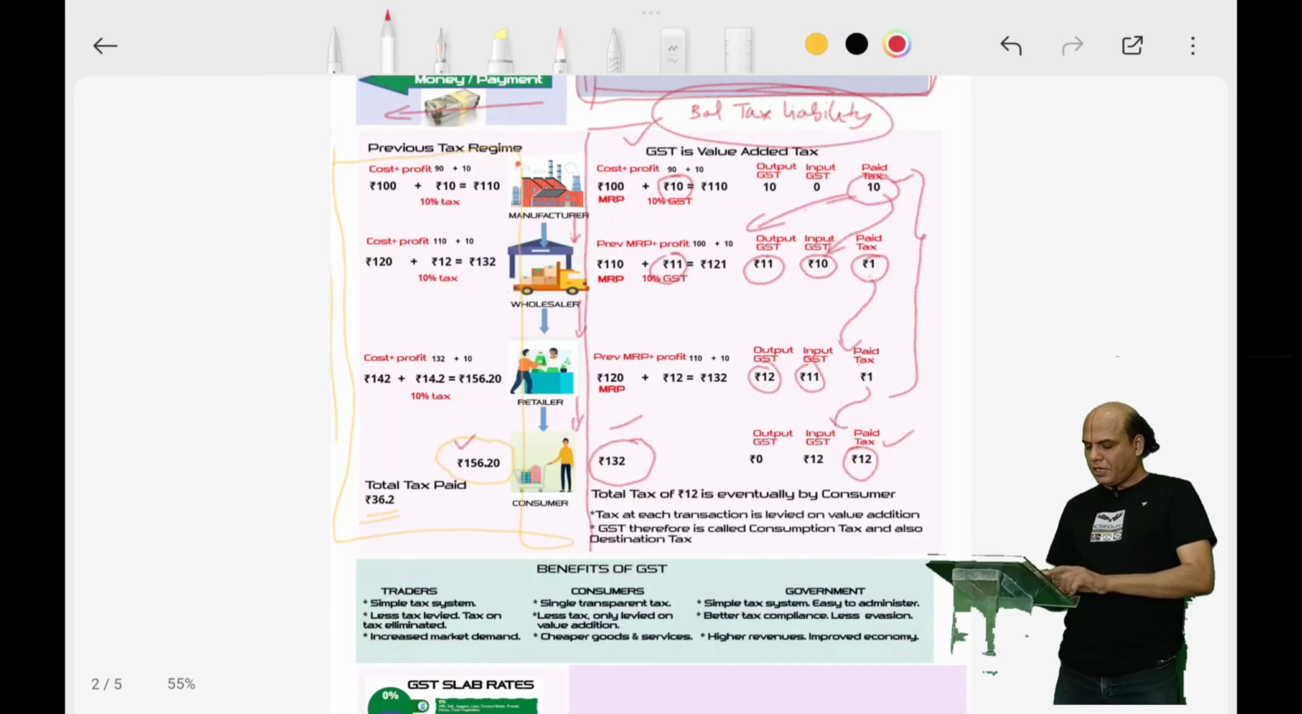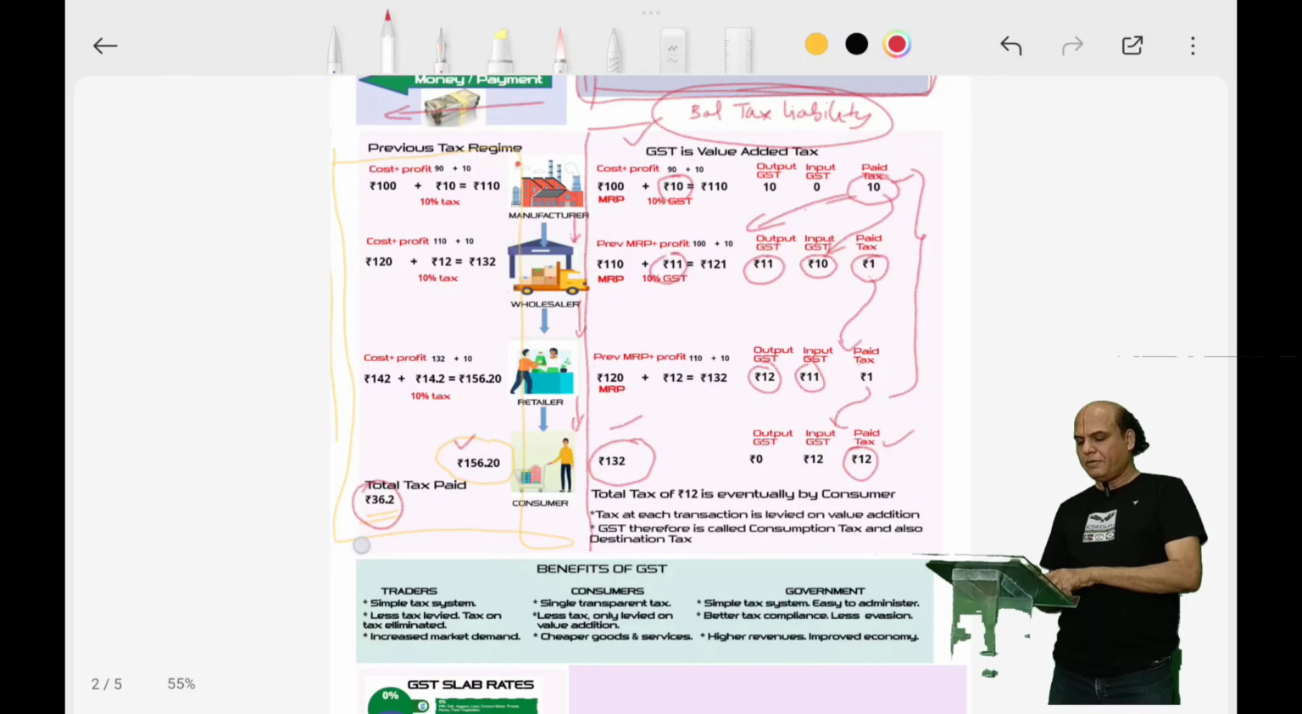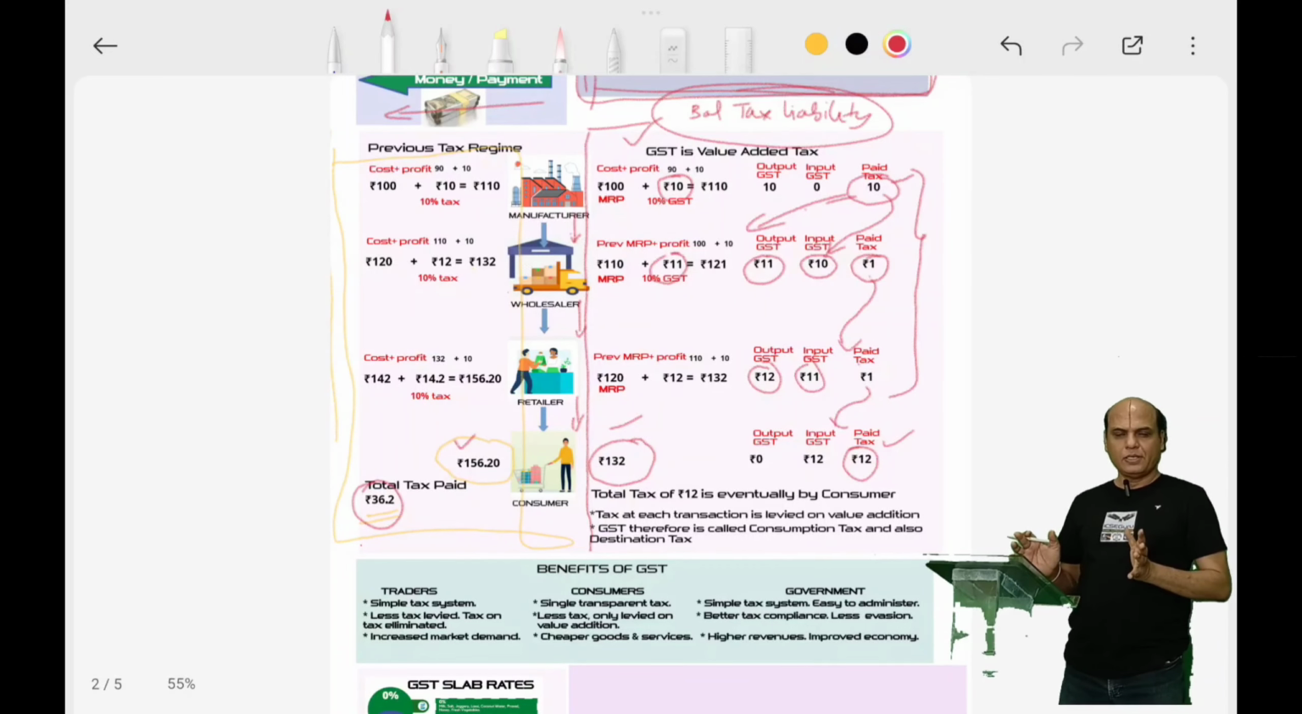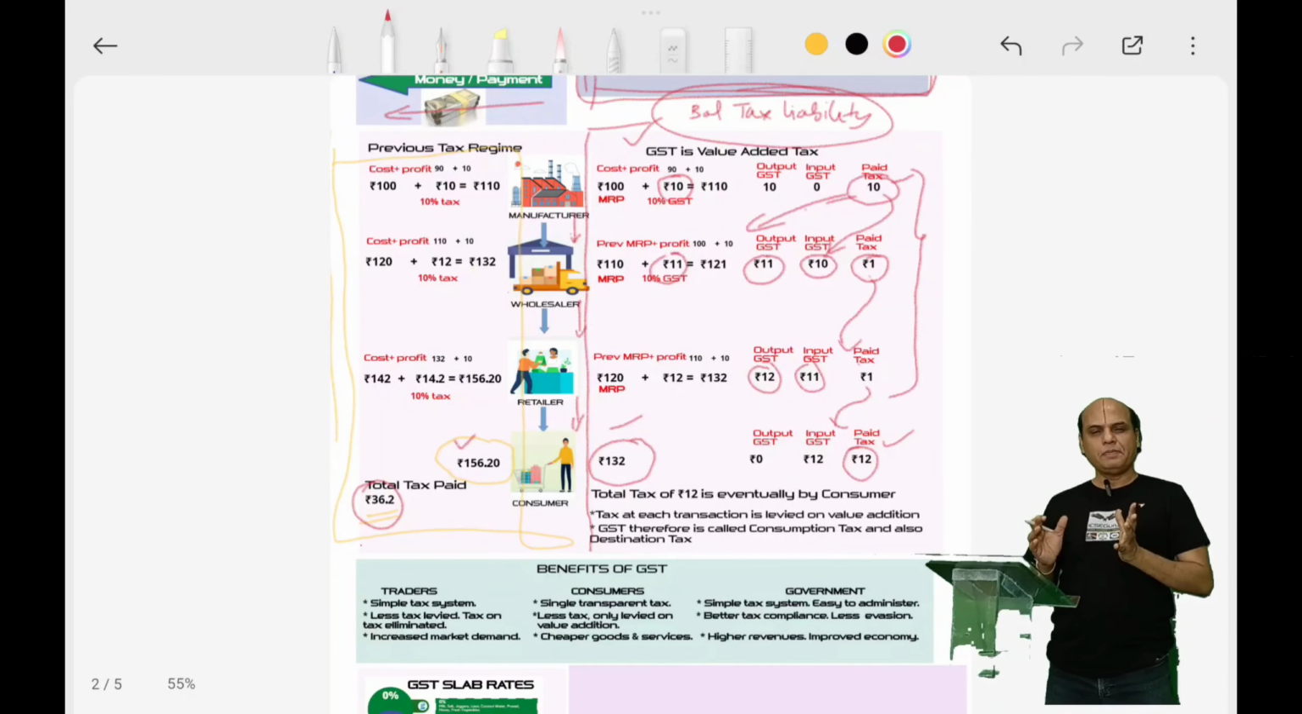So if you compare the taxes, the tax paid is 36.2 in the previous regime, whereas in GST it is 12 rupees. So where is tax less? GST. So what will that mean? The goods price will go down. That is, goods will become cheaper.